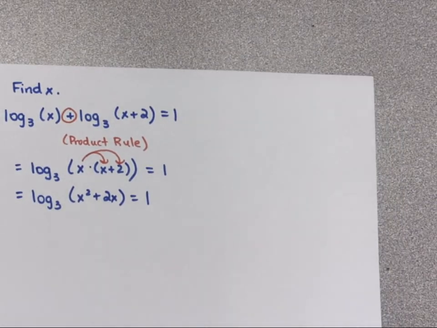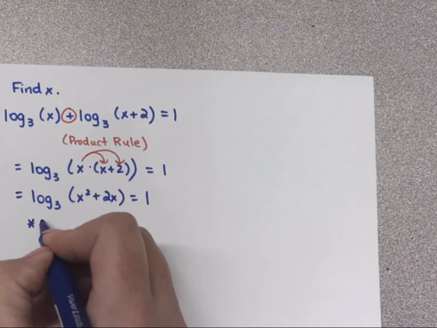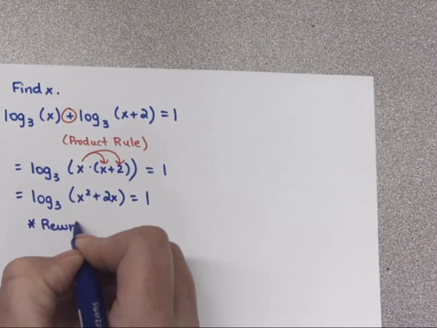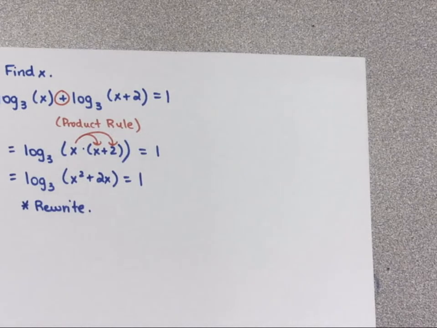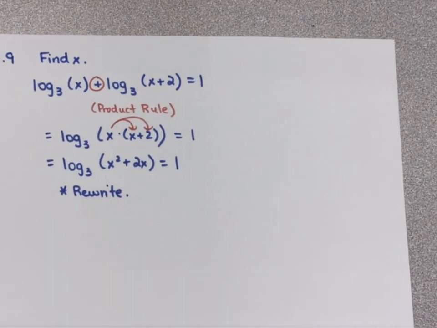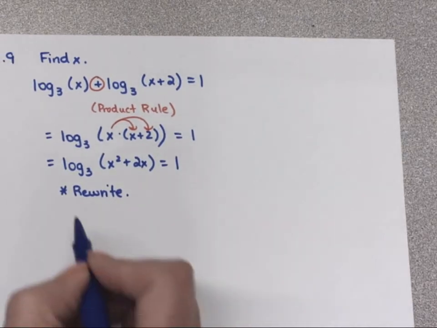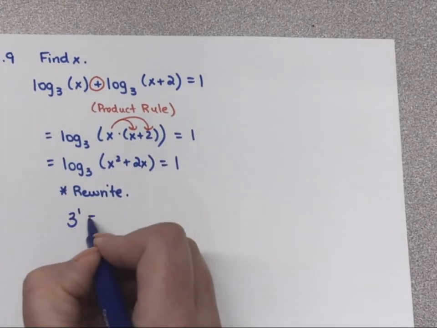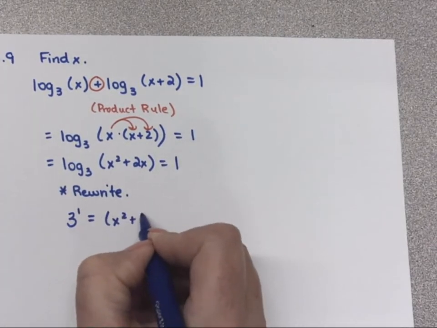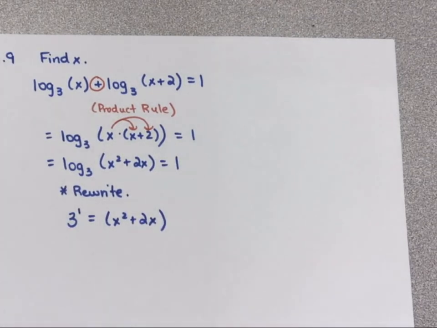So notice now we're at the stage where we can rewrite it. I'm putting a star by this rule because it is probably the most important rule. You're trying to get to the point where you can do a rewrite step. Again, because we don't prefer logs, we prefer to look at exponents instead. So how would I rewrite it? I'll start you off with the easy part. It's 3 to the what? To the first power equals the other thing, right? The x squared plus 2x.